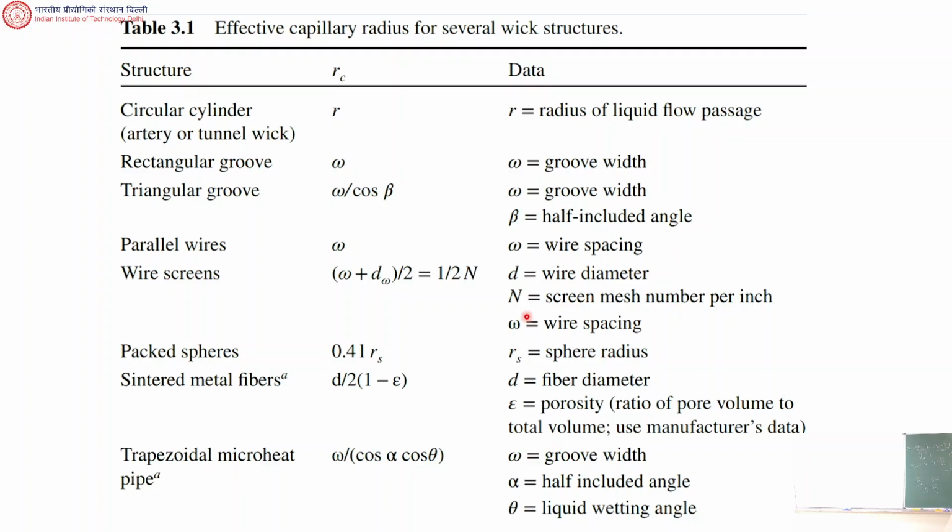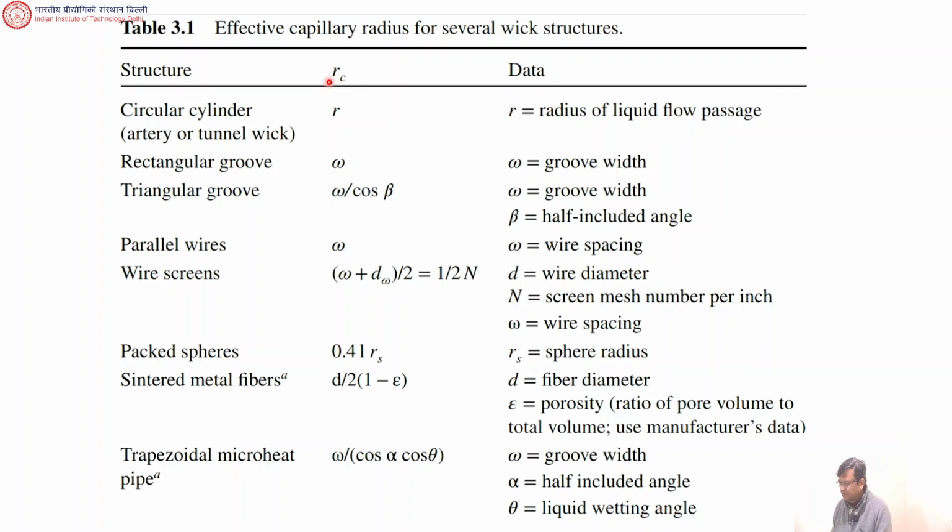For those, obviously, we cannot talk about just a pore radius in a very simple way like we talk about a glass tube radius. But there is an effective capillary radius for various wick structures. The word effective is important. For example, this has got sintered metal, this has got parallel wires, this has got wire screens, various things, right? And for those there are expressions for the effective capillary radius.